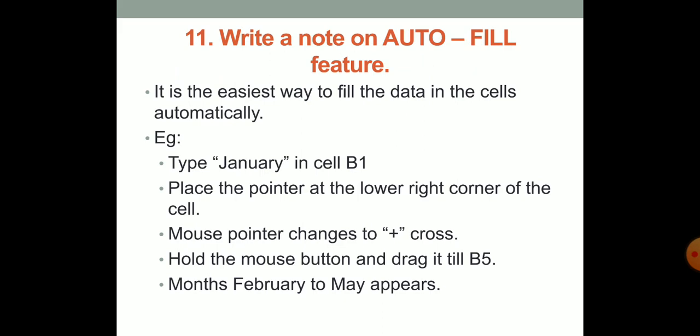Example, we can take this example, like type January in cell B1. Place the pointer at the lower right corner and wait. You can get the plus or the cross symbol at the tip. Drag the tip, that is, place the mouse pointer on that plus sign and drag it through how many cells you want to fill automatically. Okay, then you will be getting all those values appeared on the cells.